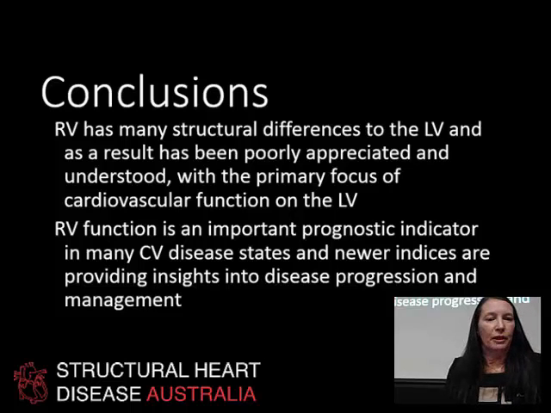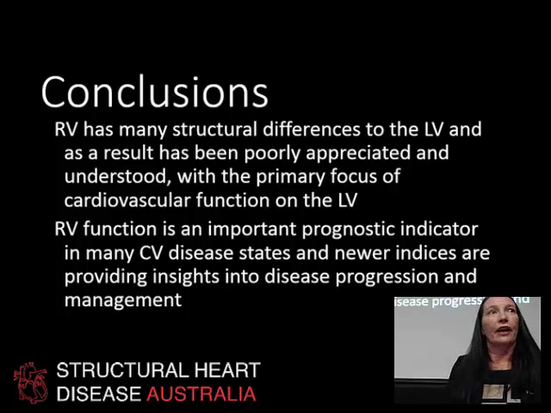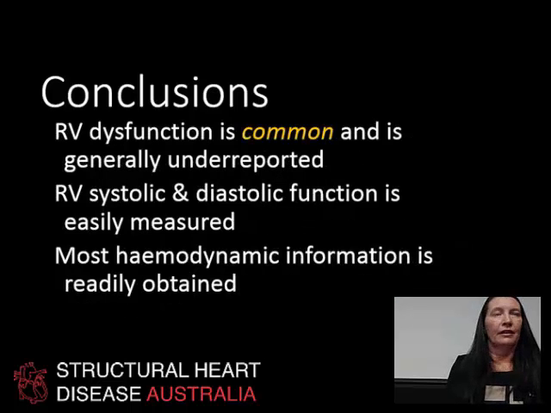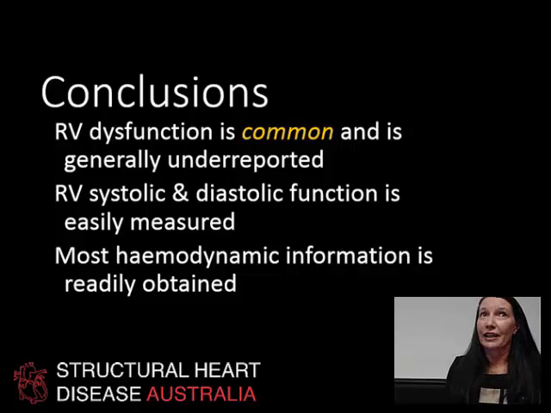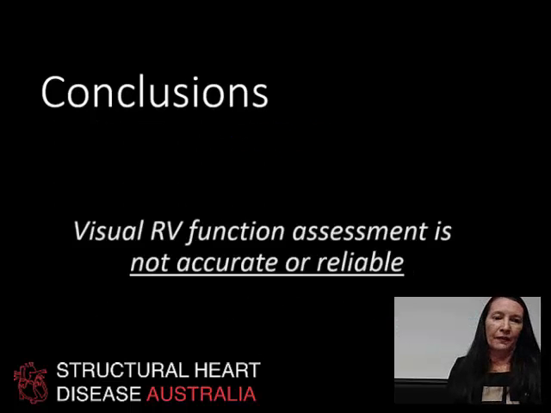So in conclusion, ladies and gentlemen, the RV has many structural differences to the LV, and as a result is poorly appreciated and poorly understood, with the primary focus of cardiovascular function on the left ventricle. And we now know that the RV is an important prognostic indicator for many diseases, and that newer indices are providing insights into disease progression and management. RV dysfunction is common and is generally underreported. Systolic and diastolic function can be very easily measured, and most hemodynamic information is readily obtained.